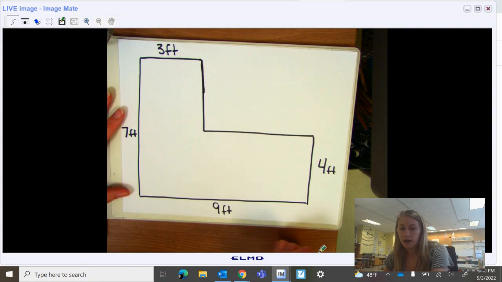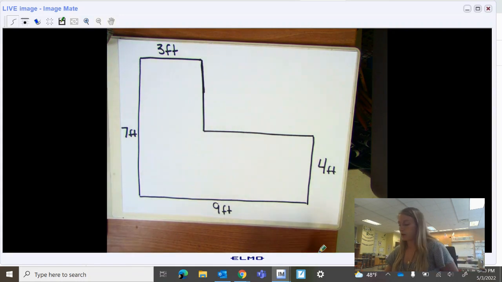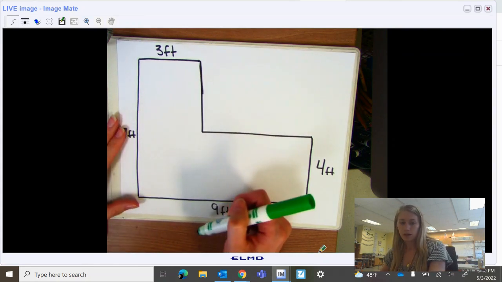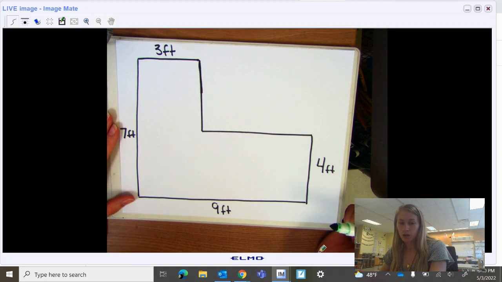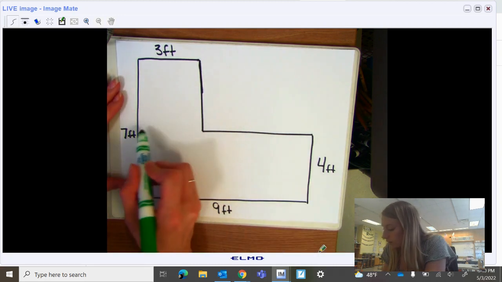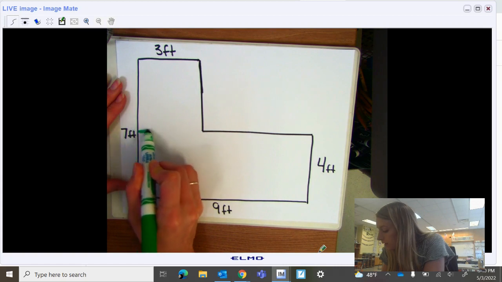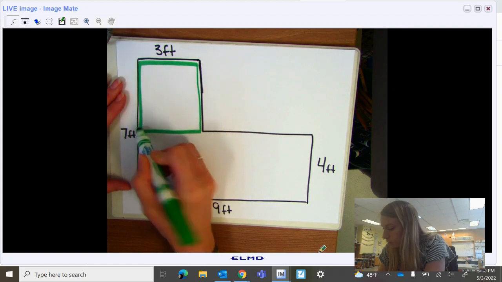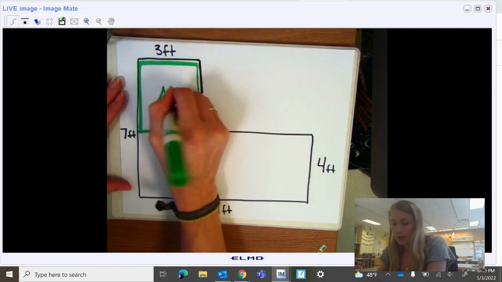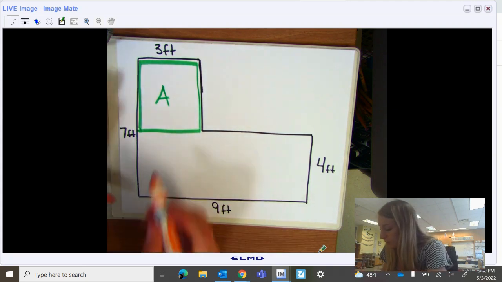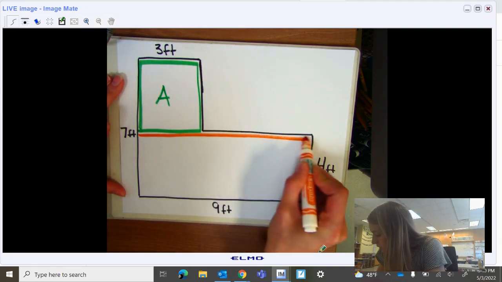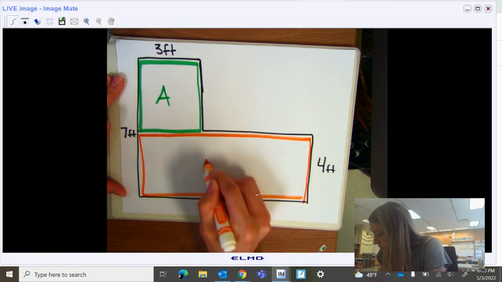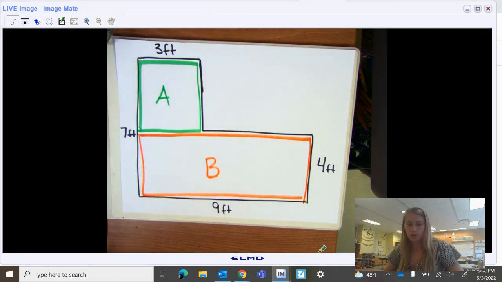and 4 by 9. So we're going to split it up into 2 separate rectangles. Now I could make it go here, or I could make it go here. Either one is okay, right? So I'm going to go ahead and break it up right here. I'm going to color this one as my green one. I'm going to call this rectangle A. Then I'm going to make this one my orange rectangle, and I'm going to call that rectangle B. Okay, so I've split it up.